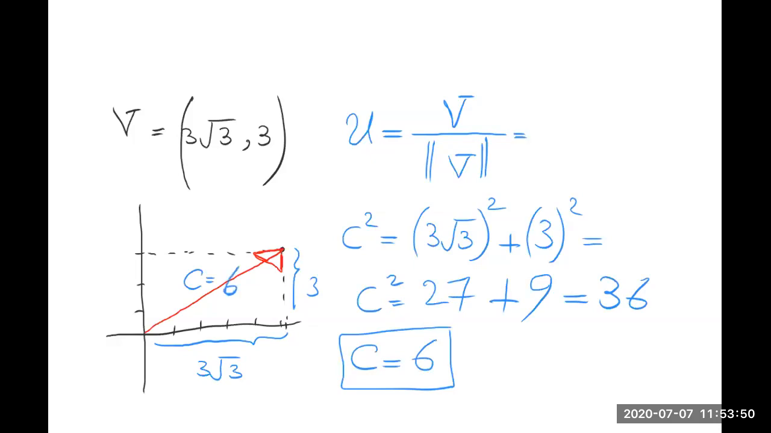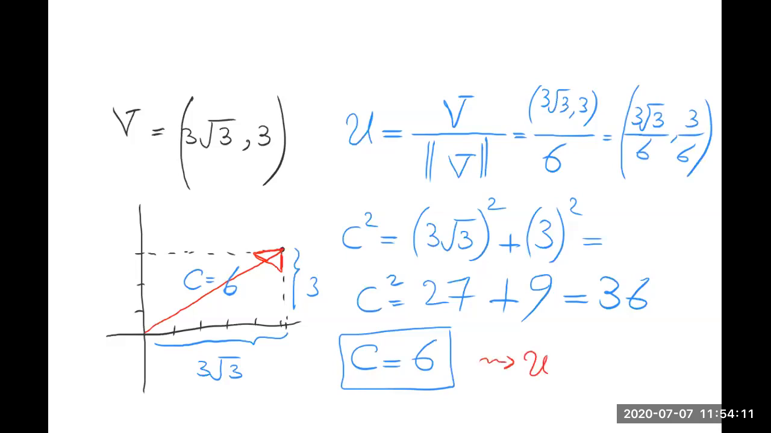Now this unit vector is v, 3 radical 3 and 3, divided by 6. Therefore, it is 3 radical 3 over 6 and 3 over 6. I continue here. u would be equal to, well, I can simplify it. 3 cancels with the factor of 3 in 6. I would get radical 3 over 2. And 3 over 6 is the same as 1 over 2.